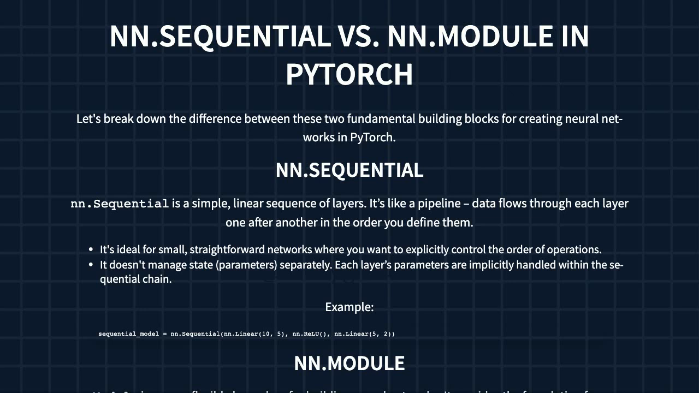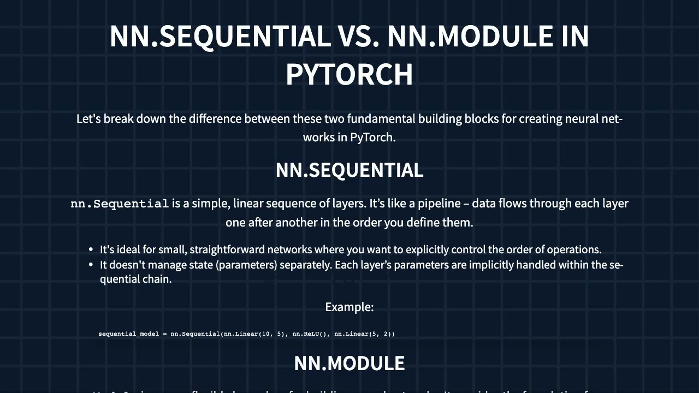Now, nn.Module is more powerful. It's the base class that allows you to create custom layers and models with control over their parameters. You manage these parameters explicitly using methods like self.parameters. Basically, nn.Sequential is good for simple pipelines, while nn.Module gives you a lot of flexibility when building more complex architectures.